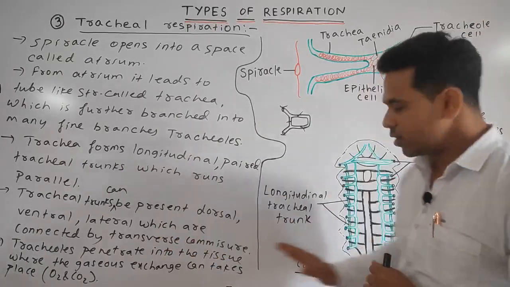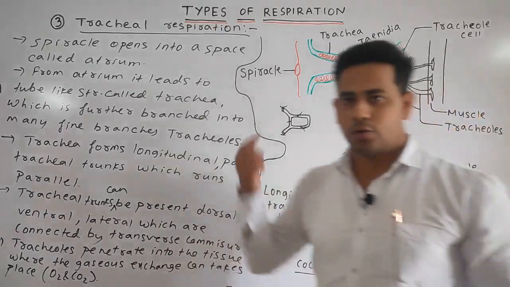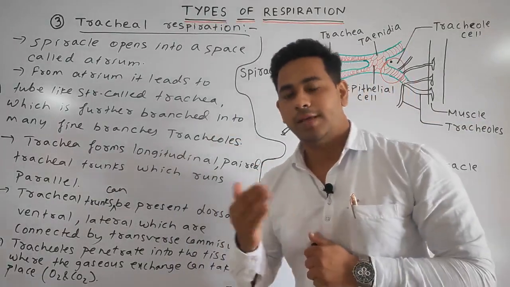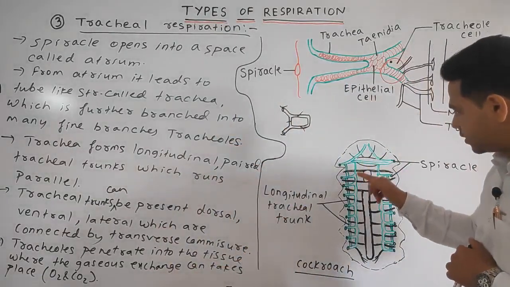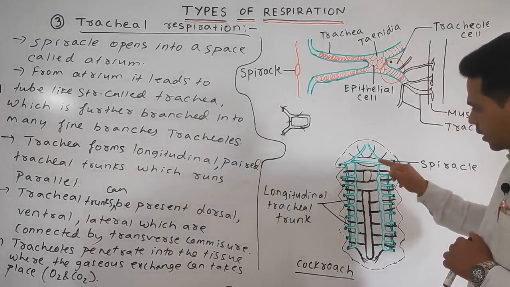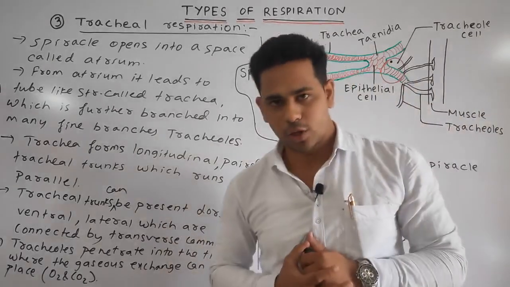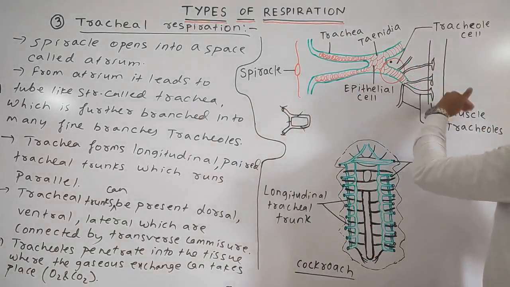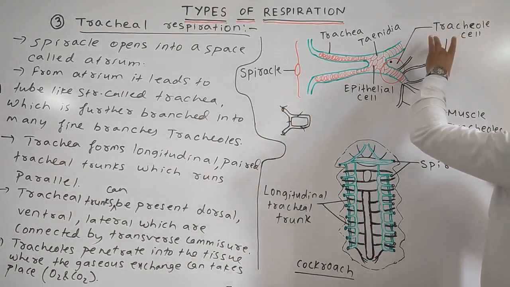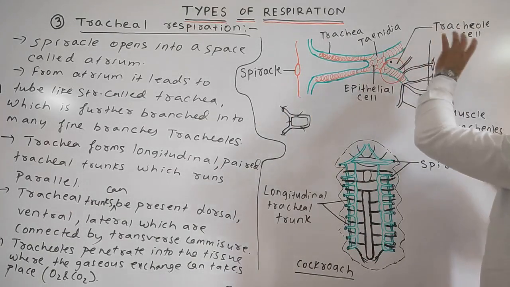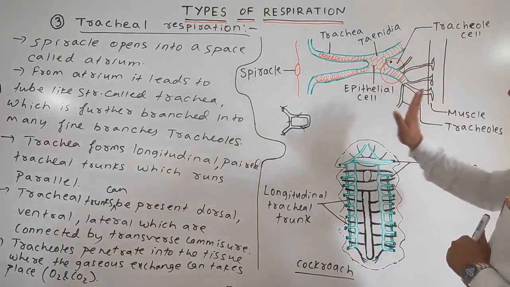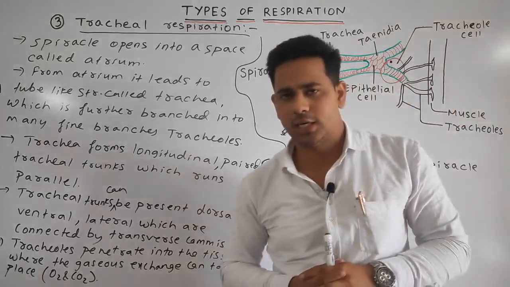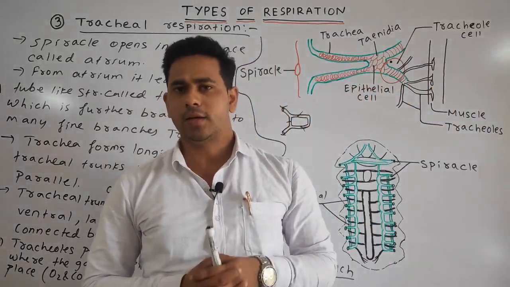Next point, these tracheal trunks can be present dorsally, ventrally and also laterally, and are connected by various transverse commissures. See, these are the various connections. Lastly, the tracheoles penetrate into the tissue, where with the help of the body fluids, or simply because they directly penetrate the tissue, the gaseous exchange of oxygen and carbon dioxide takes place.